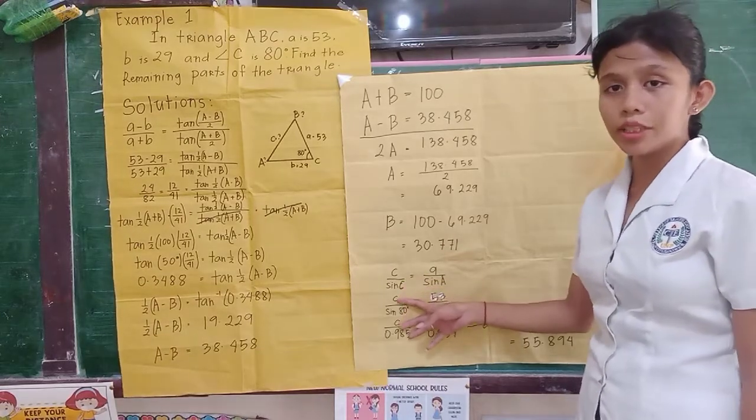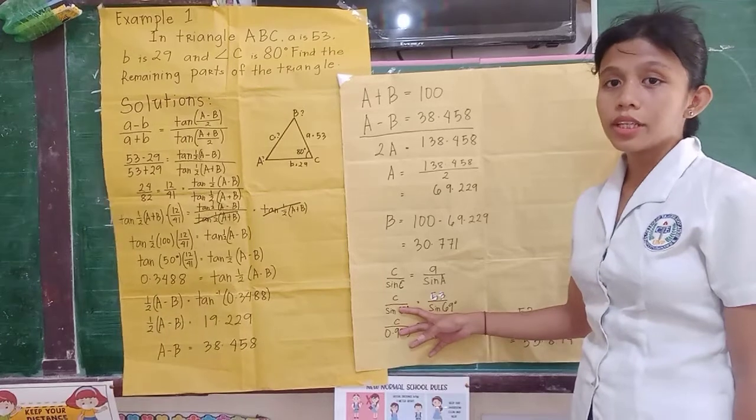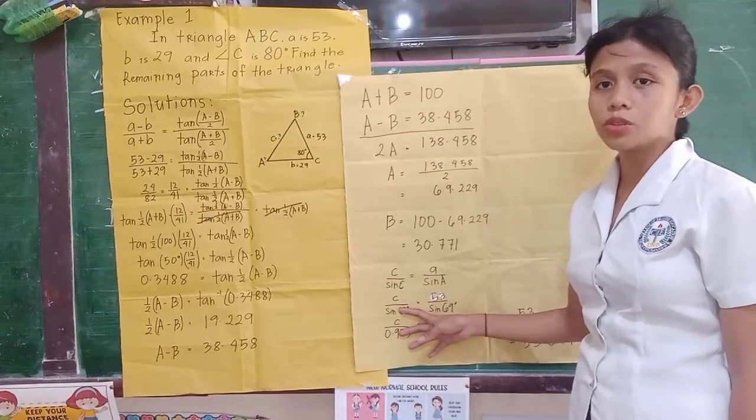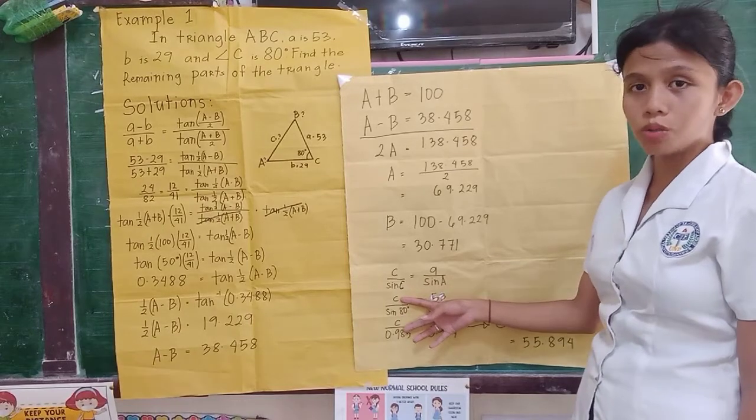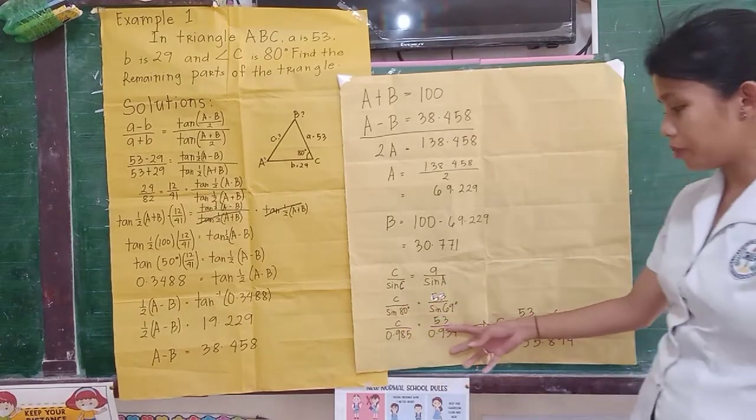Solve for side c by using the law of sines. So c over sine C is equal to a over sine A. So, side c is about 55 units long.